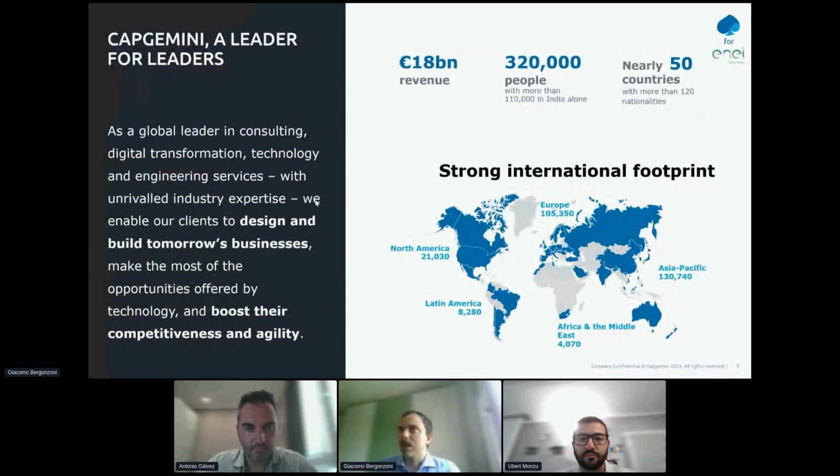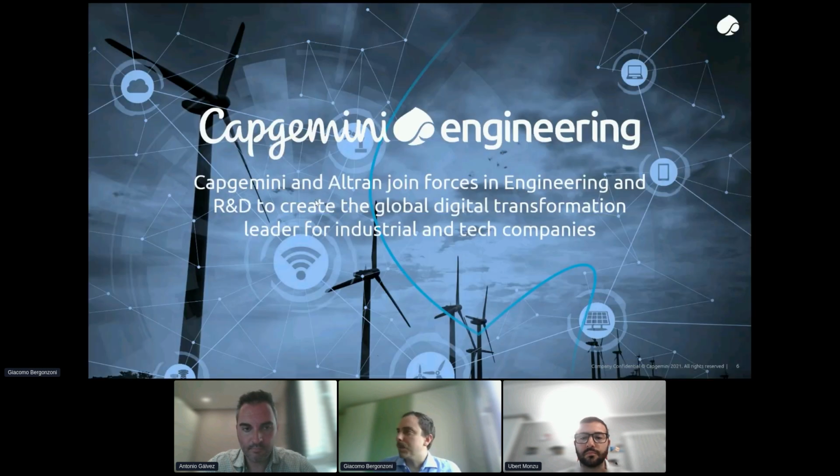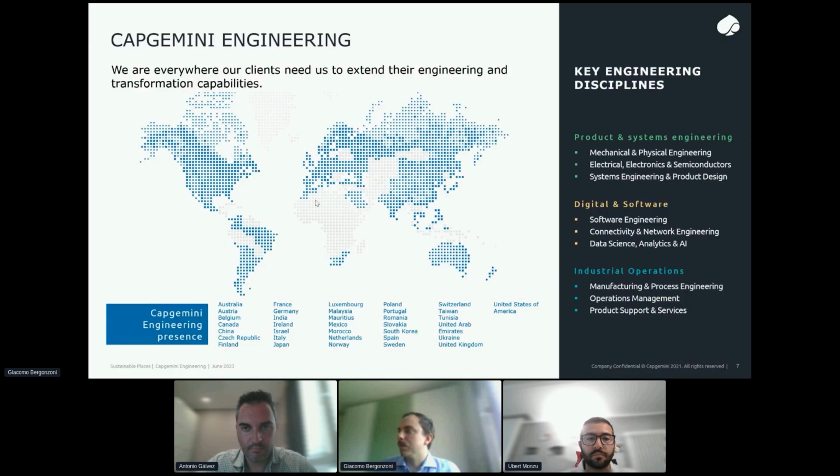Just a few words about Capgemini, a world leader in consultancy in engineering and research and development topics with more or less 300,000 people. Capgemini Engineering is part of the Capgemini group, and was formerly Altran. Capgemini Engineering is also spread around the world, working in all industries from products and system engineering, digital and software, and industrial operations.